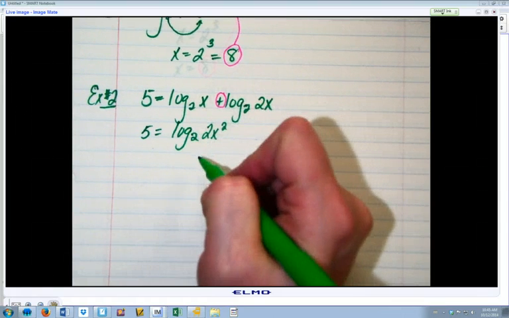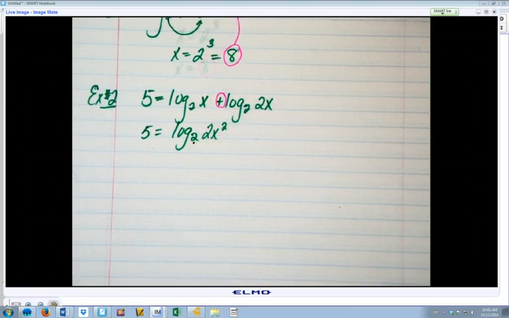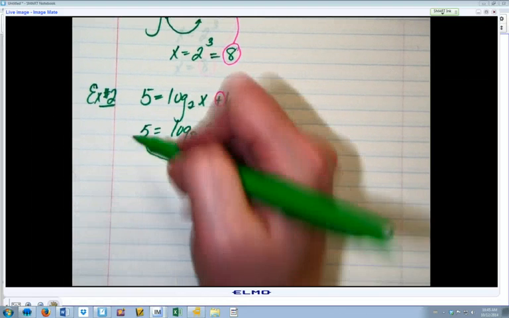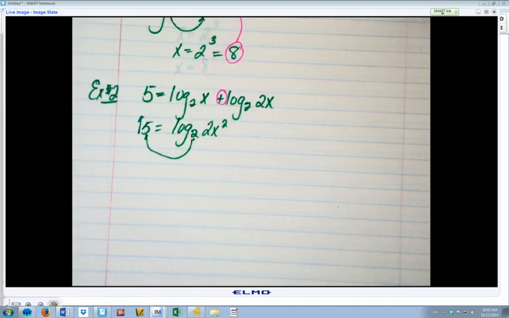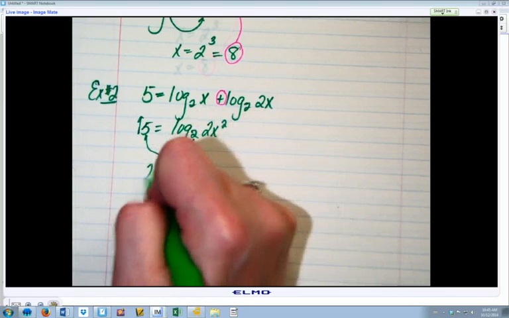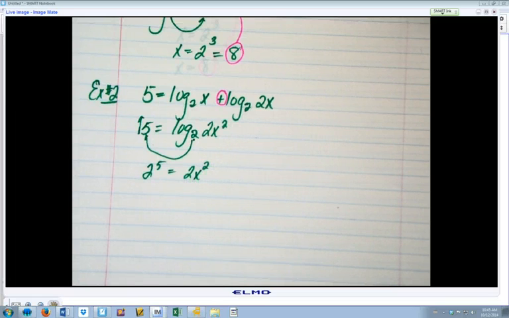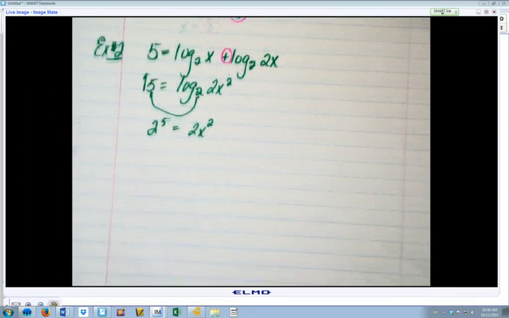Step 3. What's going to move? The base of 2. Because the base comes over, 5 moves up. What happens on the other side? Log disappears, and 2x squared stays. So we get 2 to the 5 equals 2x squared. Can we evaluate 2 to the 5? So 2 times 2 times 2 times 2 times 2.